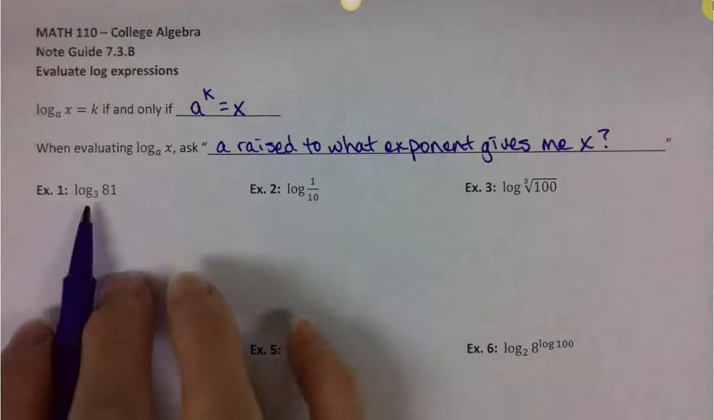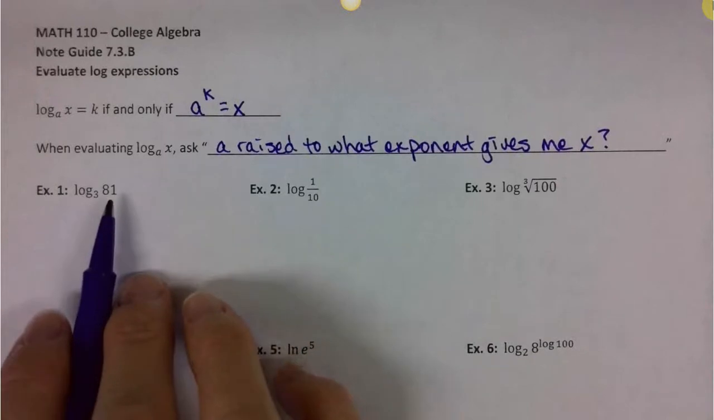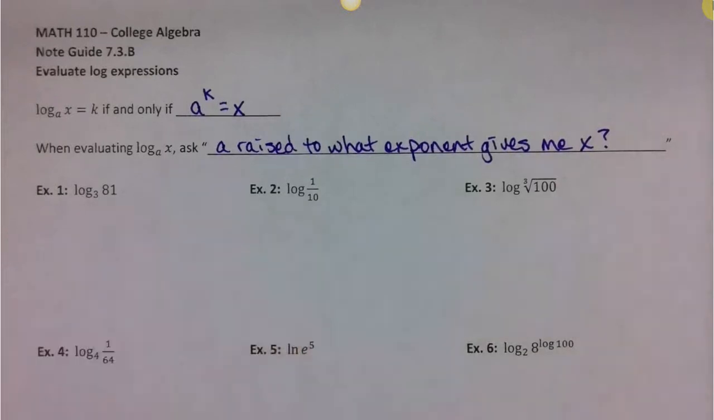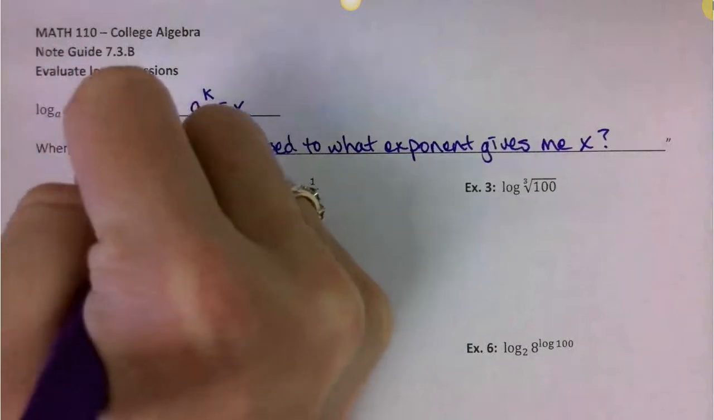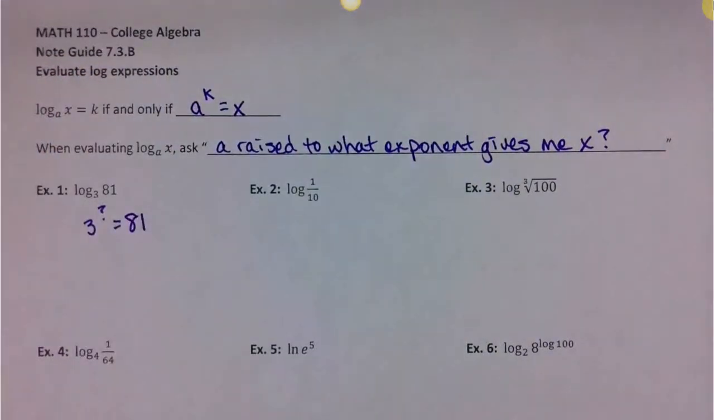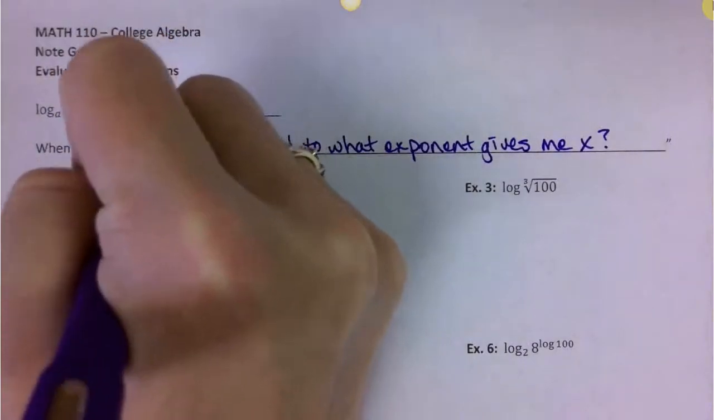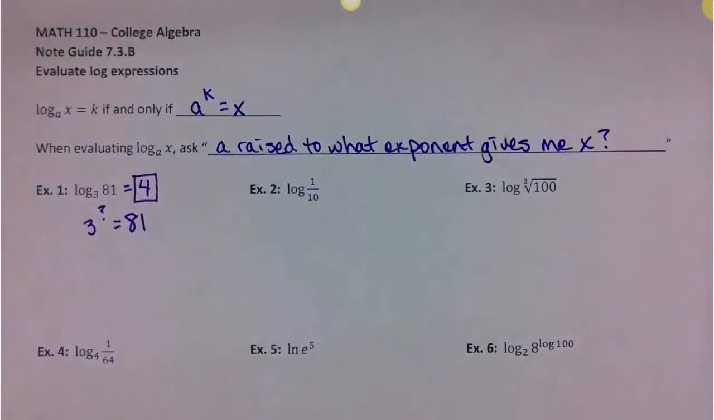So like if we want to evaluate the log base 3 of 81, the question to ask yourself here is: 3 raised to what exponent is equal to 81? And 3 raised to the 4th power is 81. So that means that the log base 3 of 81 is 4.